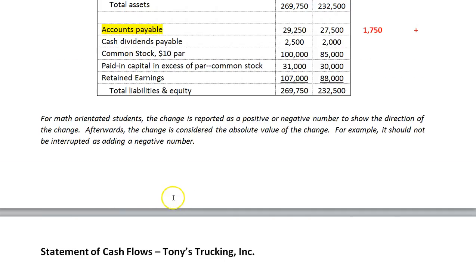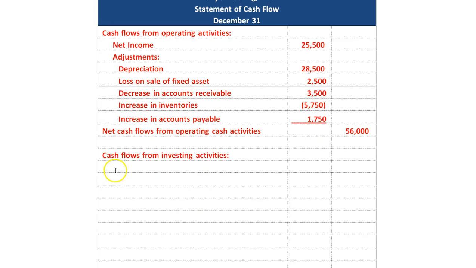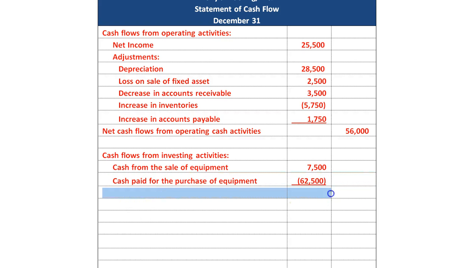Alright, the investing section, let's see what went to ICF. We have a positive cash flow here for 7,500 and a negative cash flow for 62,500. So we're going to list both of these ones that say ICF. Those are the only 2 for the investing section, so we're going to add or net these 2 numbers together. By netting, I mean 7,500 minus 62,500. And we'll get to the net cash flows from the investing activities.